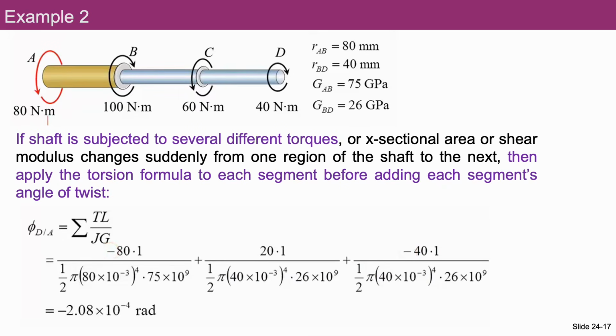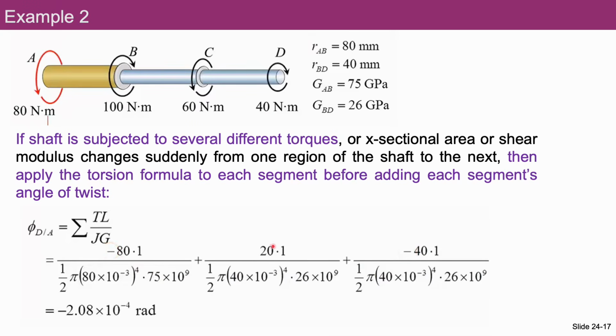Let's start with the AB part. So this first, again, let me use a laser pointer. This first part represents the angle of twist experienced by the AB part. The internal torque occurring in the AB part is negative. The length of the AB part is 1 meter, divided by its corresponding polar moment of inertia J and the corresponding shear modulus of the AB part, which is 75 gigapascals.